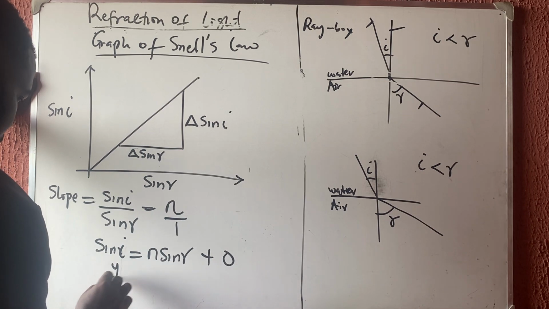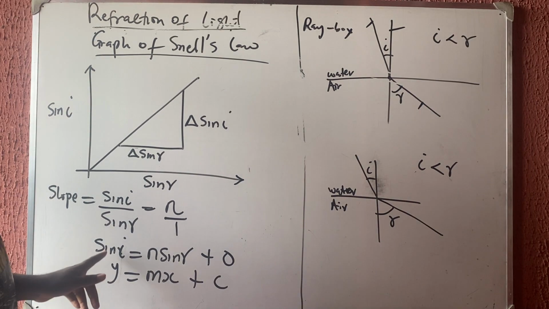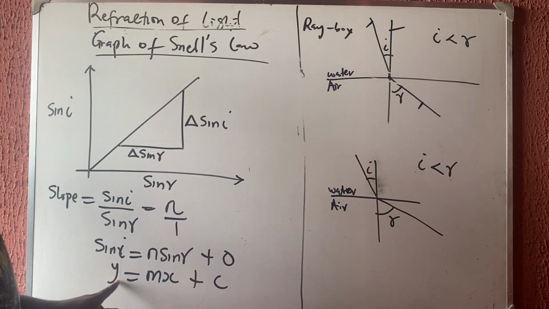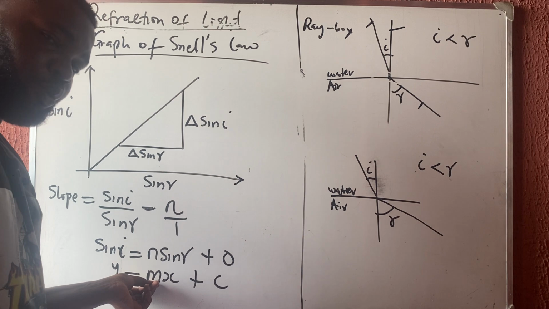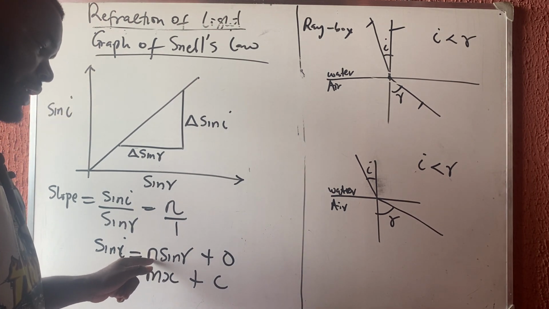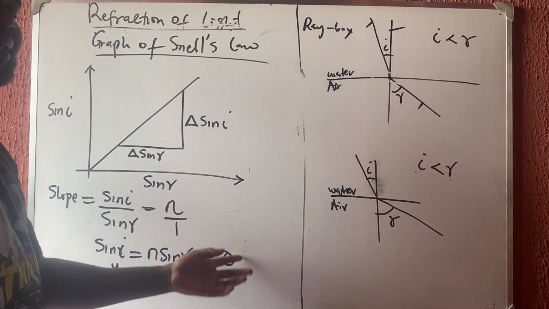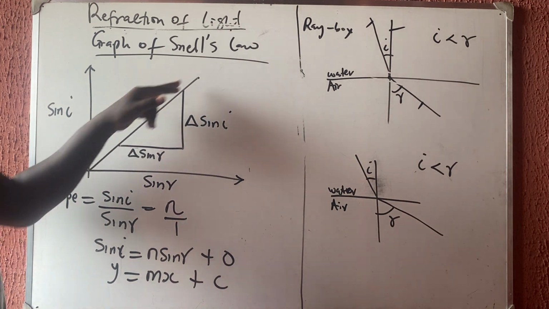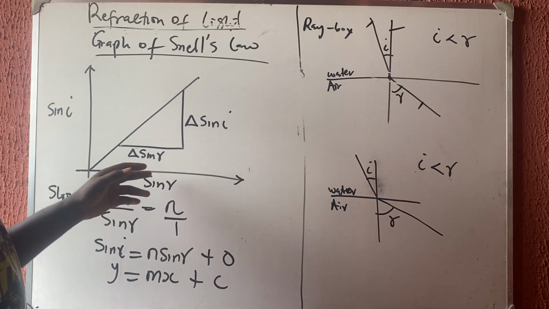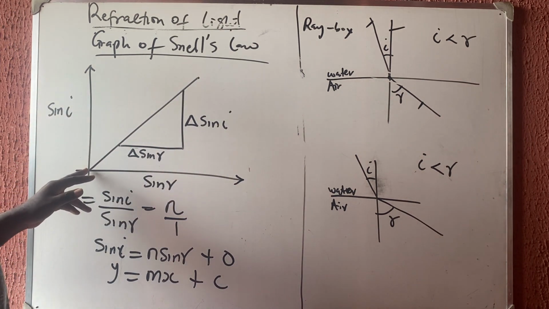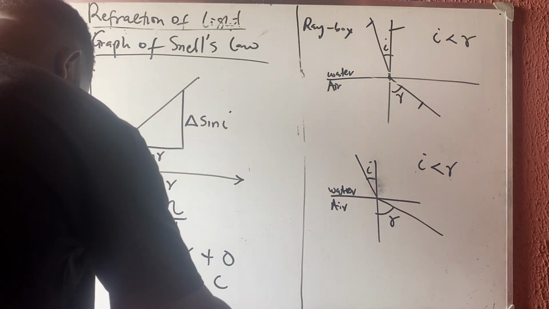The equation of a straight line says that y is equal to mx plus c. It means that sine i is plotted along the y-axis, and sine r is plotted along the x-axis. My m here is the slope, so my slope is n, and this n is called the refractive index. Why is my intercept 0? The intercept is the point where the line of best fit meets the y-axis, and the only place they met was at 0. So you see that the intercept is 0.